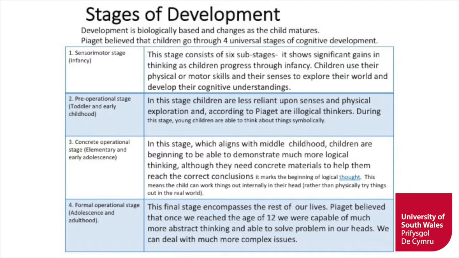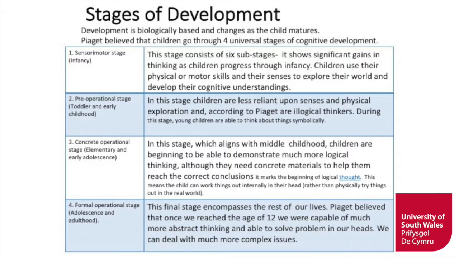The final part of his theory looks at the stages of development. So development is biologically based and changes in a child as a child matures. He believed that children go through 4 universal stages of cognitive development. Obviously, I'm just looking at one theory. There's lots of other different theories for learning and development. So don't think this is the Bible on it, but this is a really good example.